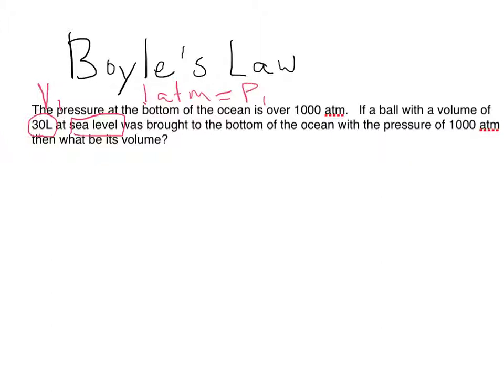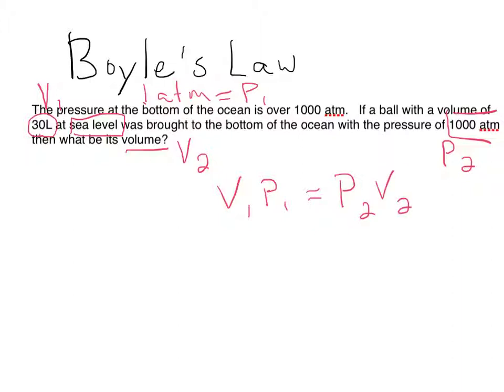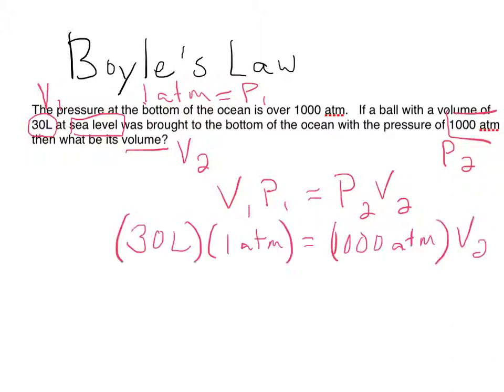Now that we have V1 and P1, if we read through the rest of the problem, we'll find that at the bottom of the ocean it's 1,000 atm, and that's going to be P2. What we're solving for is volume, and that is V2. So again, the formula is V1 P1, and it can be P1 V1, it doesn't matter, equals P2 V2. See, I'm already switching around on that. Then we just plug in the values. When we plug in the values, it looks like this.